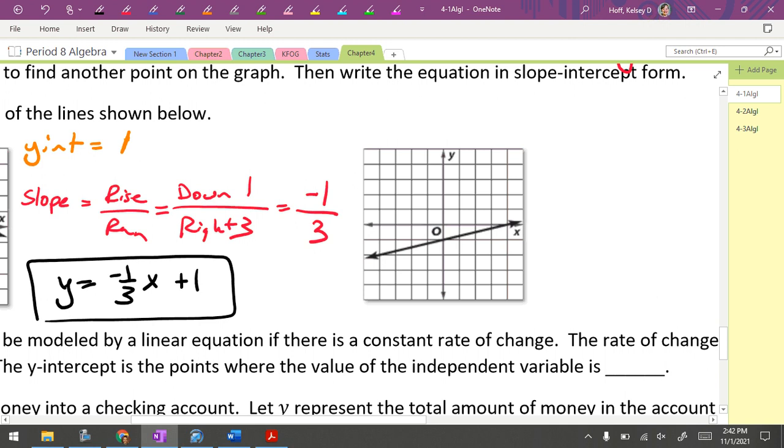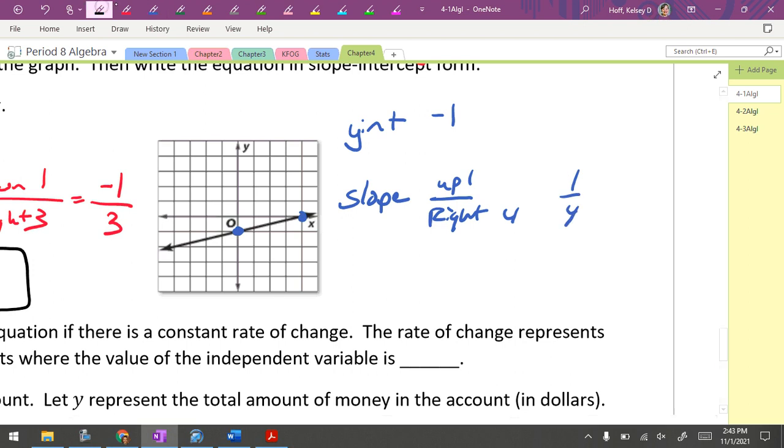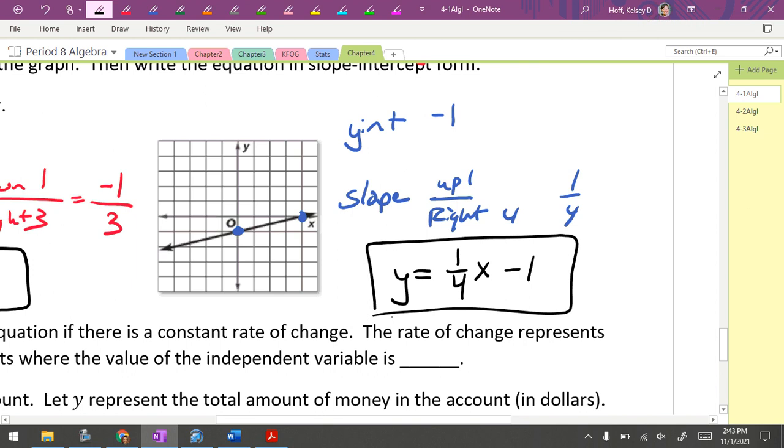Okay? You do the one on the right. Write me the equation for this graph. Y equals 1/4 x minus 1.